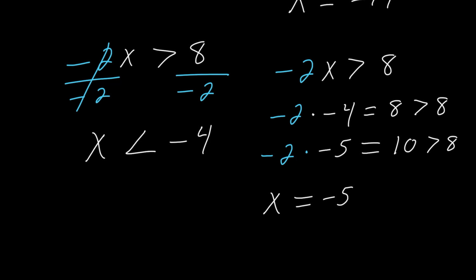And if we take a look back at our original answer, x is less than negative 4. Is negative 5 less than negative 4? Yes, it is. Negative 5 is a smaller number than negative 4, and so x is less than negative 4.